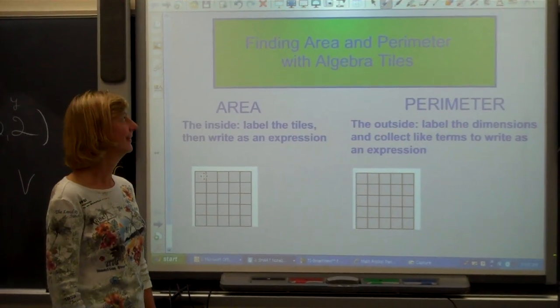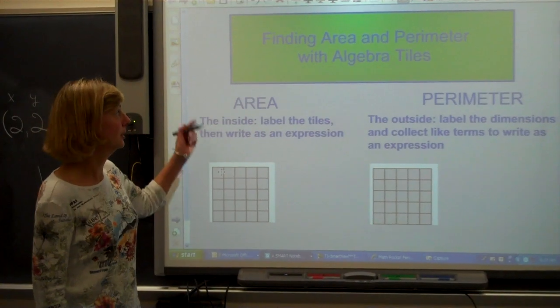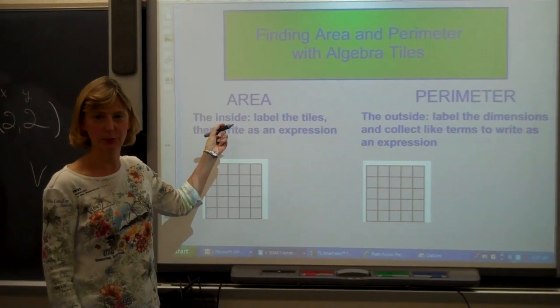Whenever you're ready. Hi, I'm Mrs. K, and today we're going to talk about finding area and perimeter with algebra tiles.